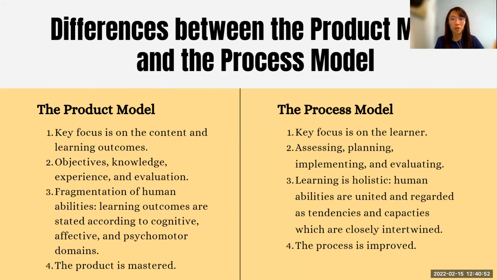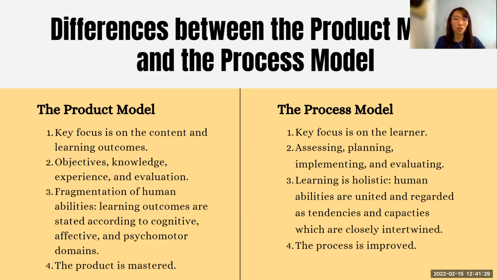Whereas the process model has less planning on the outcome, but more focus on the learner. So how the learner is going to learn things, what opportunities and activities should be provided for the learner so that the learner can learn the topic of the syllabus. For the product model, the four main parts are the objectives, the knowledge, the experience, and the evaluation. But for the process model, it is assessing, planning, implementing, and evaluating.